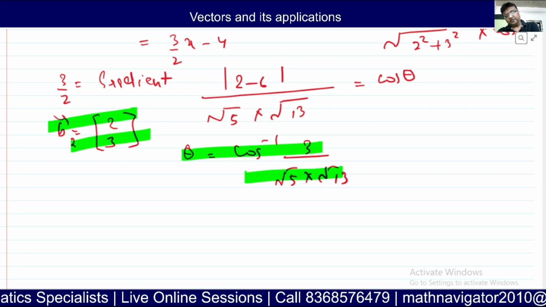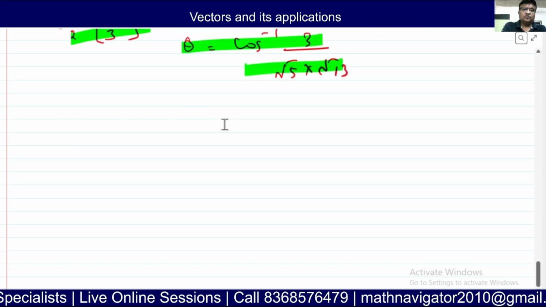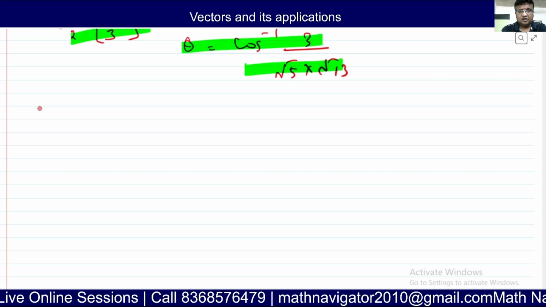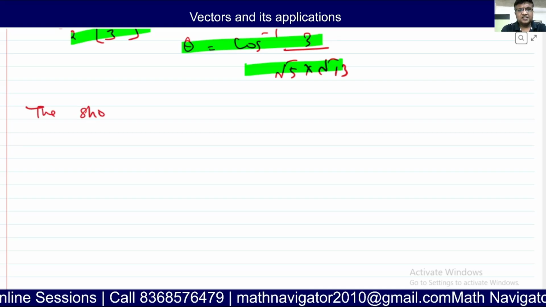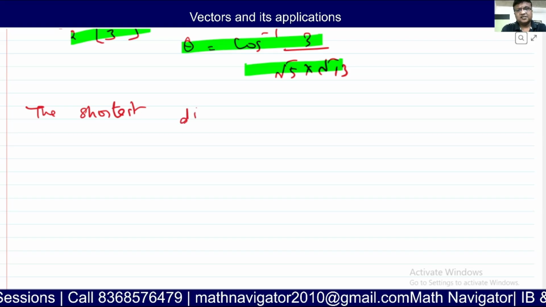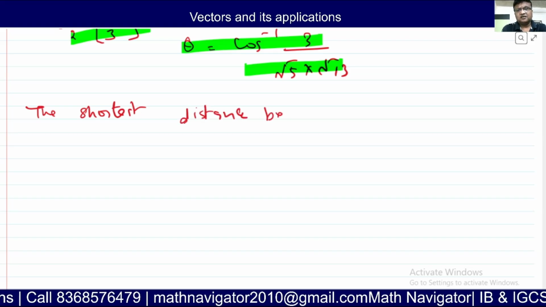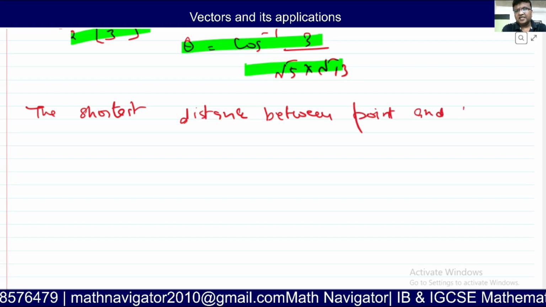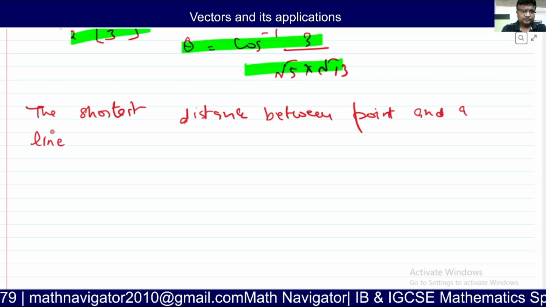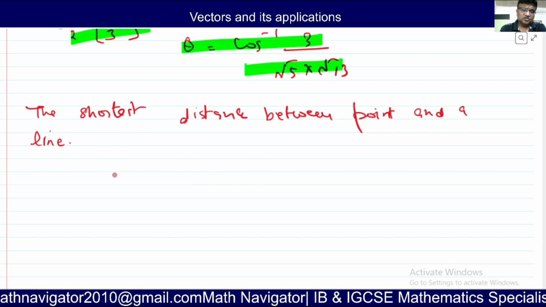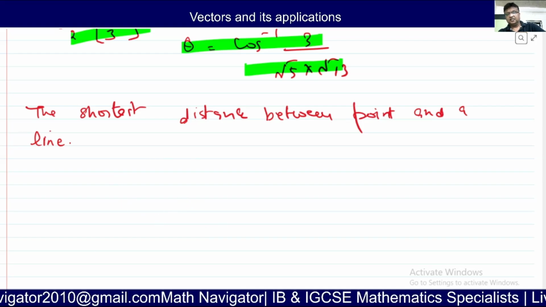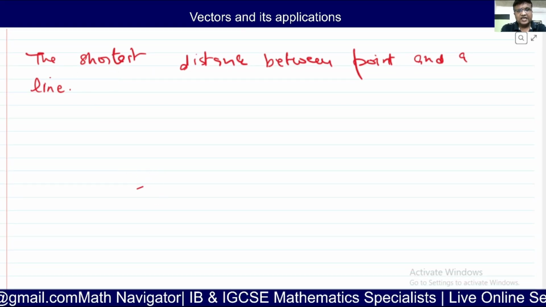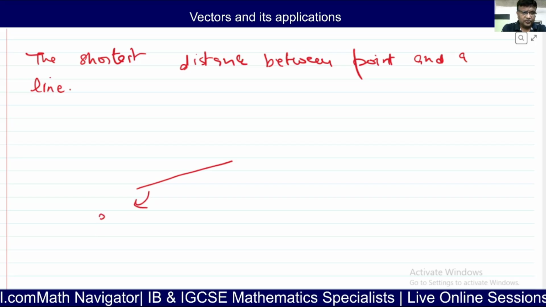Then we have another topic, how to find the shortest distance between a point and a line, right? So we'll try to do this. What do we mean when we are finding the shortest distance? I'll tell you first how to proceed, and then we will see how to find it. Let's say this is my line. Obviously, the equation of the line will be given to you.